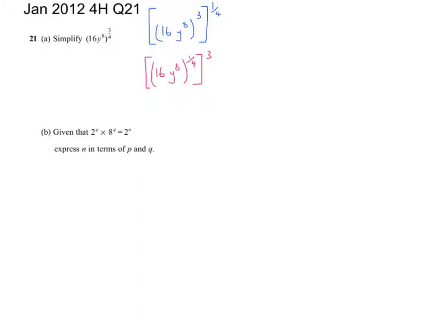For part A, we've got (16y^8)^(3/4). Now this power of 3/4, we can look at that in one of two ways. Either it's (16y^8)^3, and then all of that to the power of 1/4, or it's (16y^8)^(1/4), and then all of that to the power of 3.